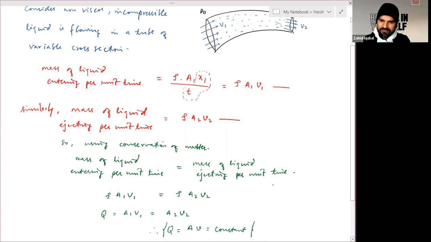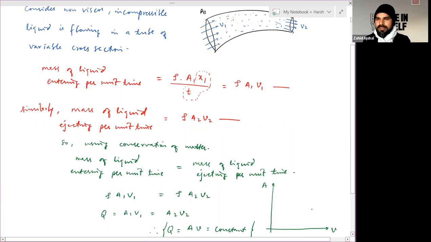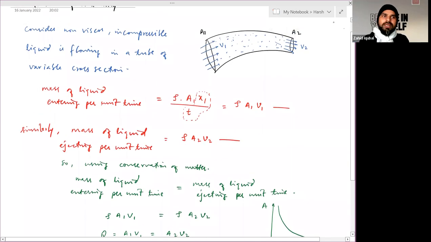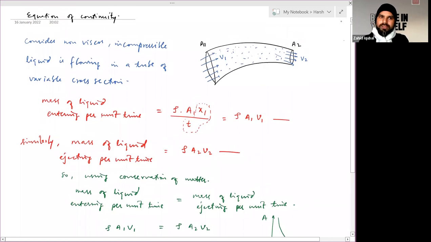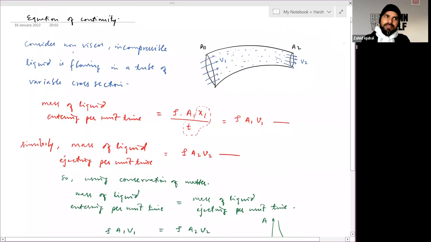If you plot a graph between these two, that is area of cross section versus velocity, since these two quantities are inversely proportional and their product is constant, the graph will be a rectangular hyperbola like this. Is it clear? Yes, sir. If one increases, the other decreases, so that the product of these two quantities will be constant at any instant. Just write it down.